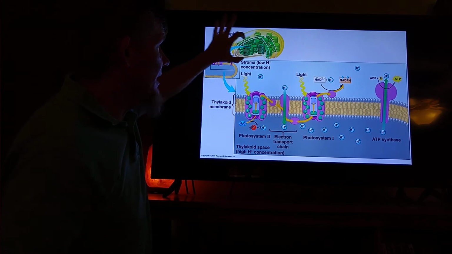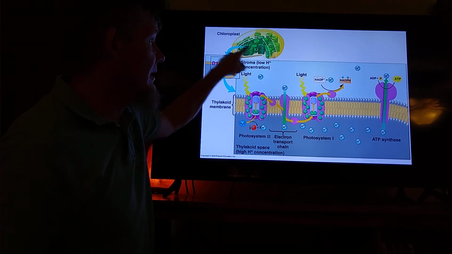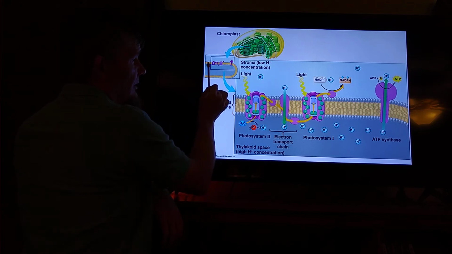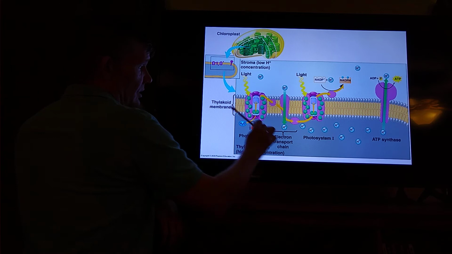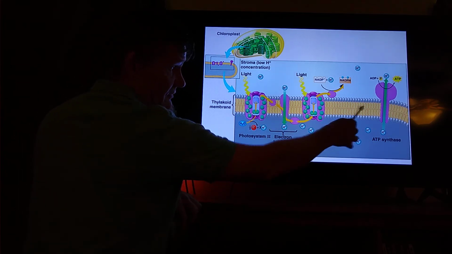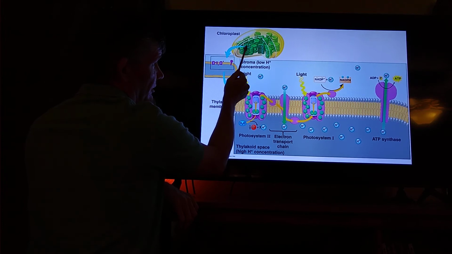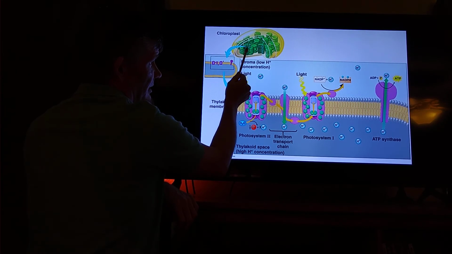This is my chloroplast. This is my thylakoid membrane right here. This little box is showing a corner of my thylakoid membrane. Notice how that's a phospholipid bilayer? All of this is taking place right here on this little thylakoid membrane.